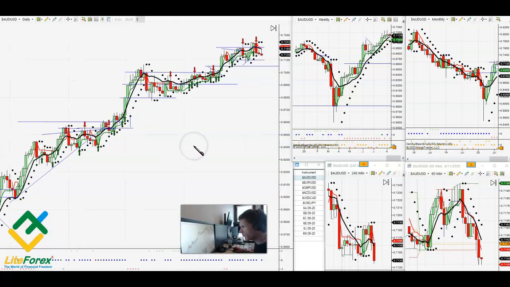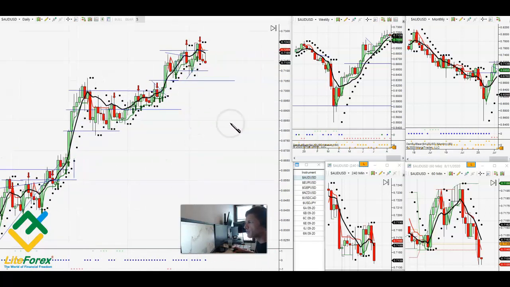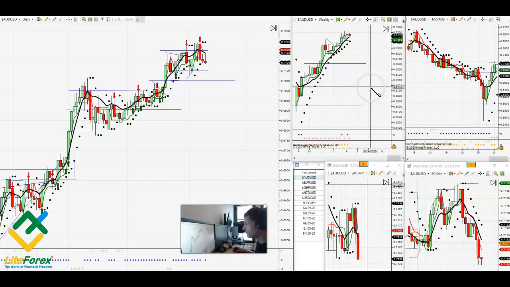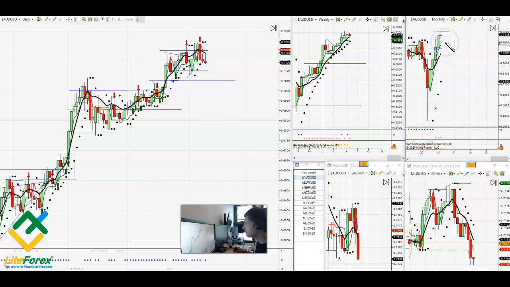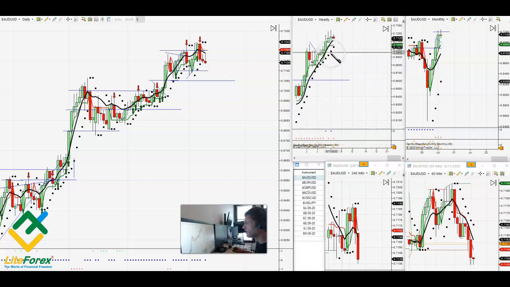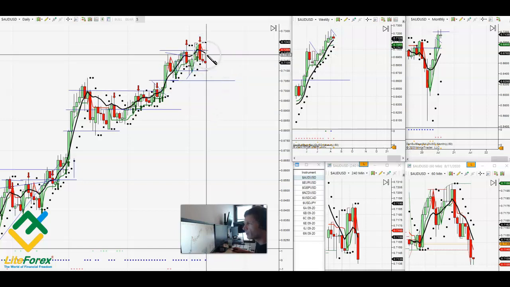All right, let's take a look here and see how things are looking. I see more downside on the Australian USD. It's overextended on the monthly. We've had 4 massive bullish months and putting in lower highs. I see more downside. This is a very, very bearish candle.